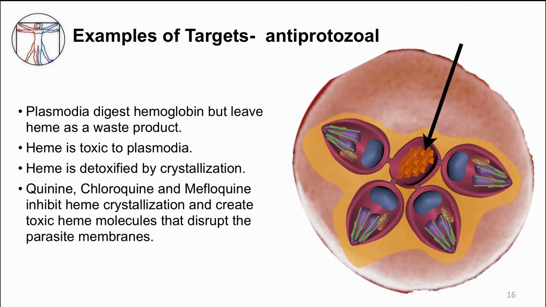This is a waste product, and it's actually toxic to Plasmodia. Plasmodia have then evolved a way of detoxifying heme by crystallizing it. Quinine, chloroquine, and mefloquine inhibit this crystallization. This results in an accumulation of heme that's toxic to Plasmodia by disrupting their membranes.